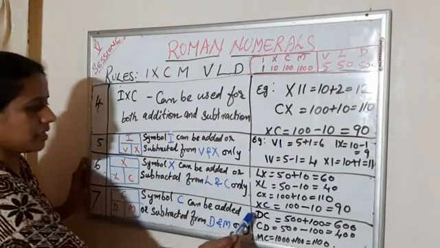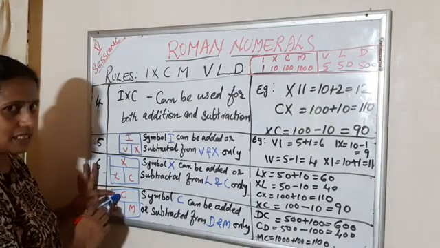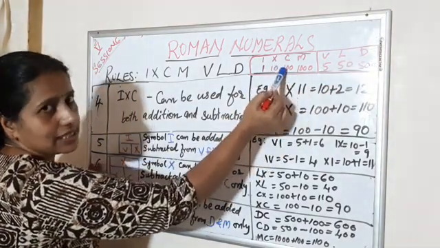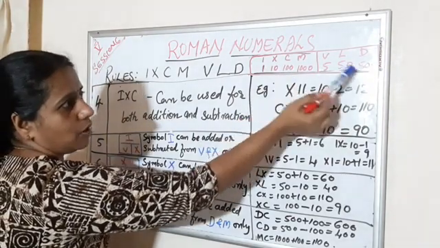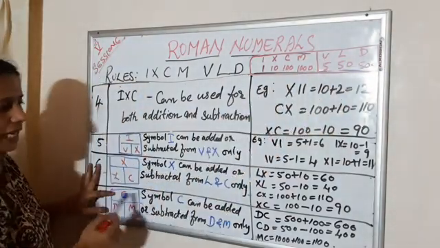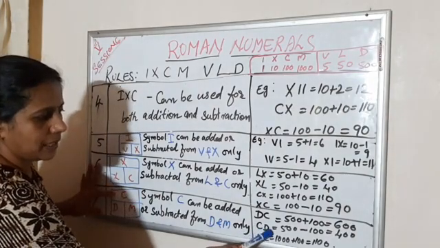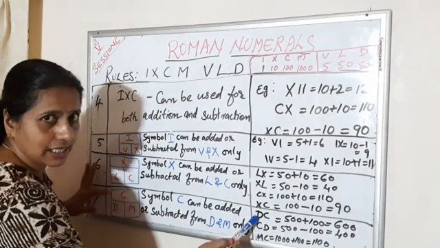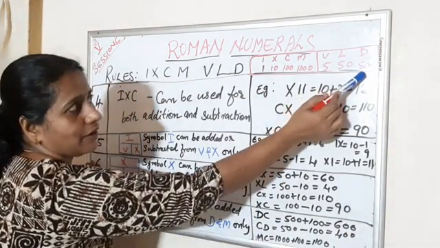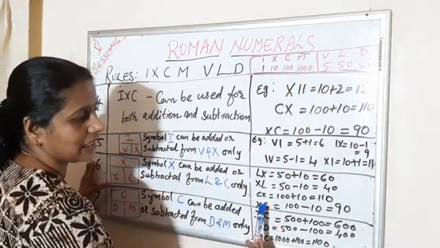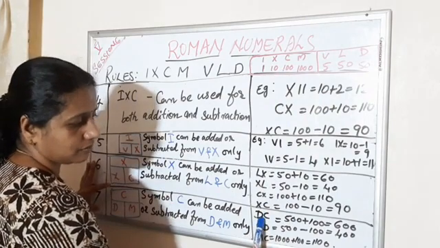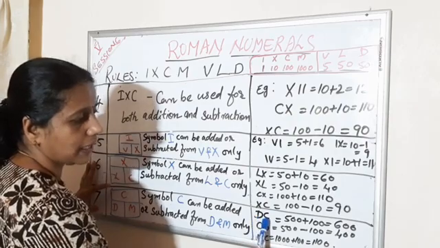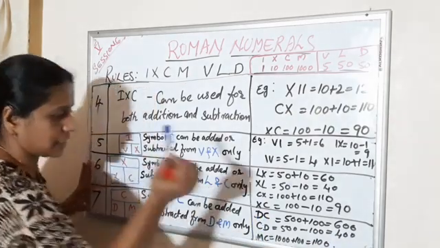That is CD. CD means C is smaller than D. D, what is D? D is 500 and C is 100. So, C is smaller than D. That means subtract. Look here, CD: subtract, 500 minus 100 is equal to 400. If it is DC, what will happen? D is 500 and C is 100. C is on the right side. So, 500 plus 100, that is equal to 600.